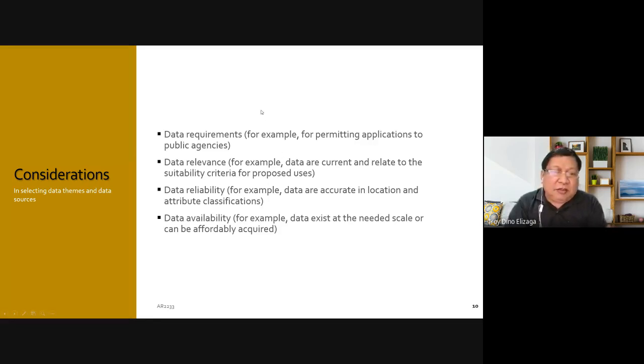And data reliability, so whether the data are accurate in location and attribute classifications. And finally, data availability, whether it exists. We can think of data that it is possible to gather, but has anyone gathered them, or can you gather that considering time and resources?